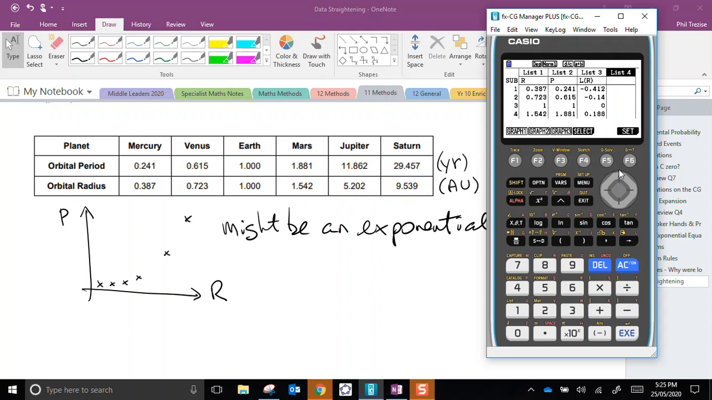Let's go across to list 4. Now we're at the heading, so we'll do the calculation log of list 2. Let's check that's right. List 2 is period, yes. And I'll go up to that heading and type a little bit there so I don't forget. L brackets, period, so alpha P. Those letters are tiny, very hard to see.